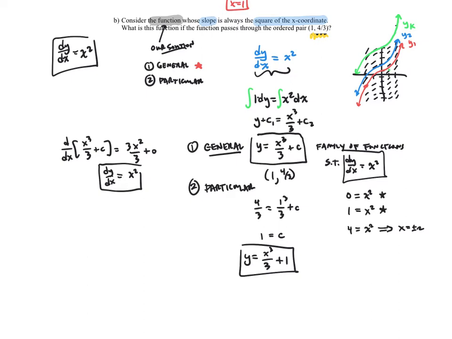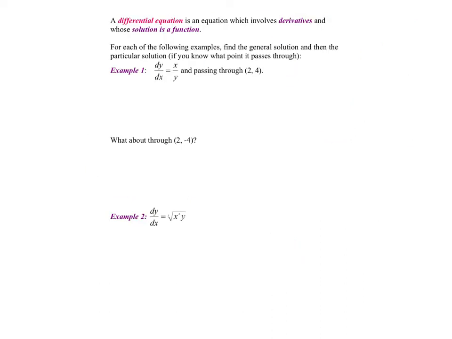Here would be our particular solution, right? This specific solution here that we found that satisfies that condition. Okay, let's continue with another example.